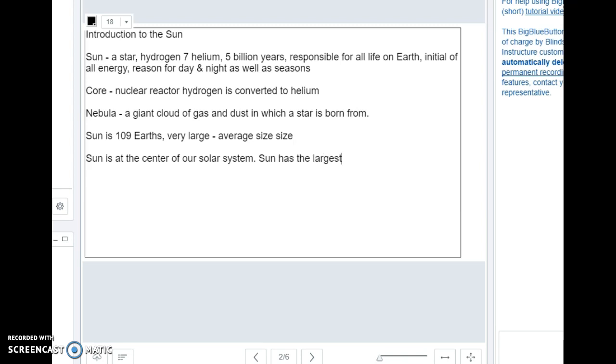So let's say the sun has the largest mass in our solar system, therefore it has the greatest gravitational pull, causing all the planets to orbit the sun. All right, so the sun is at the center of our solar system. All of those planets rotate around the sun.